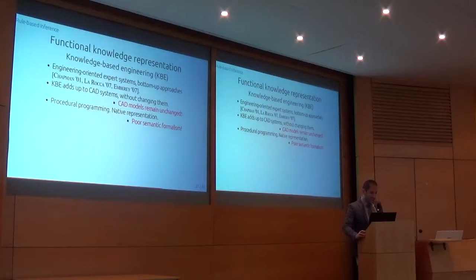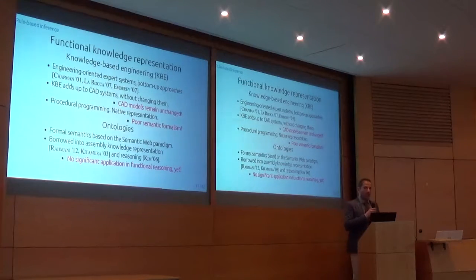Another alternative is ontologies. Ontologies have well-defined semantics based on the semantic web paradigm. They provide a generic tool for cross-domain knowledge representation. They have been intensively used to represent functional knowledge. However, little has been done in this domain, as far as we know, in terms of reasoning. Reasoning didn't go beyond basic consistency checks and certain reduction of some kinematic properties.